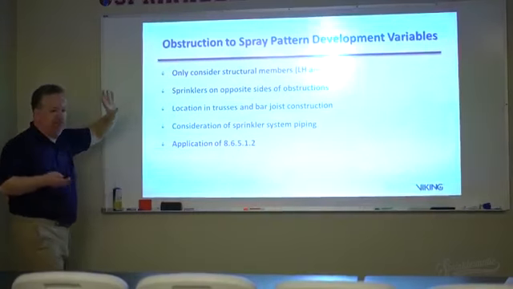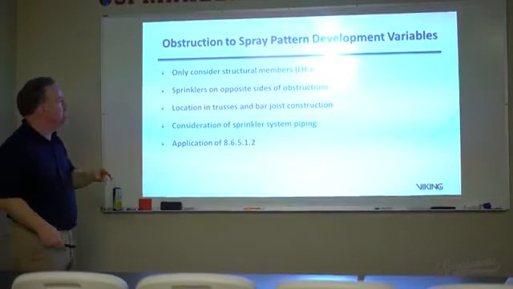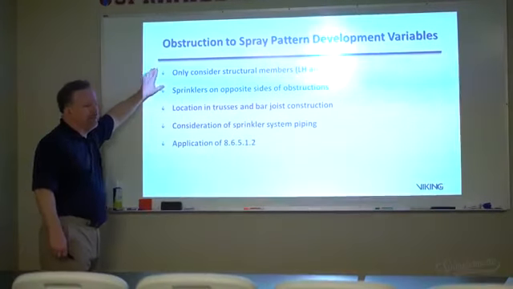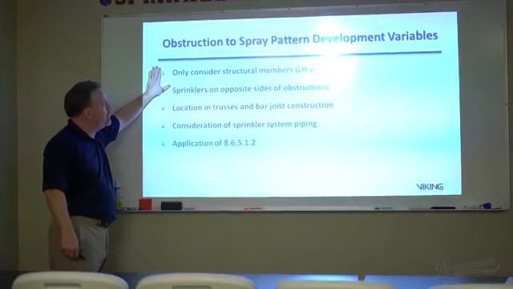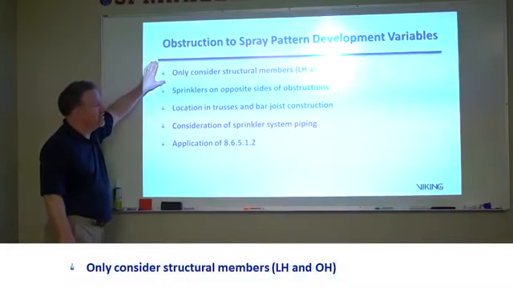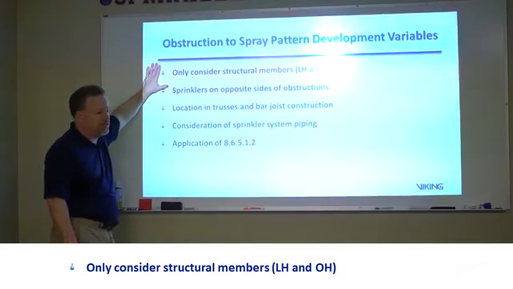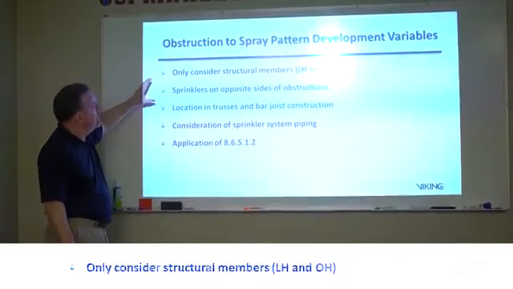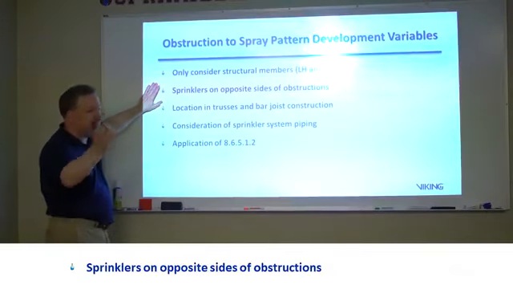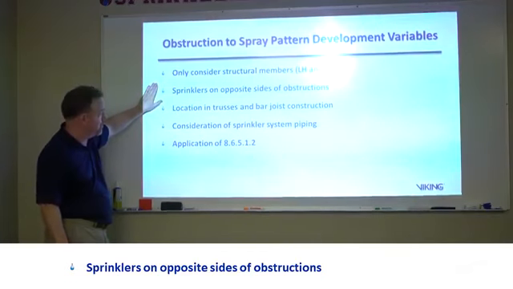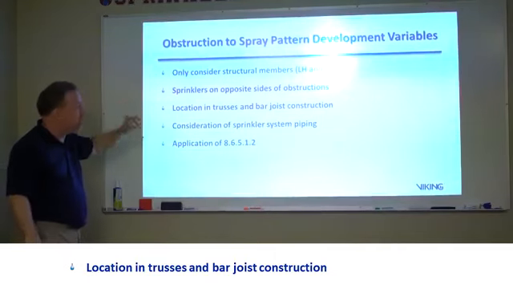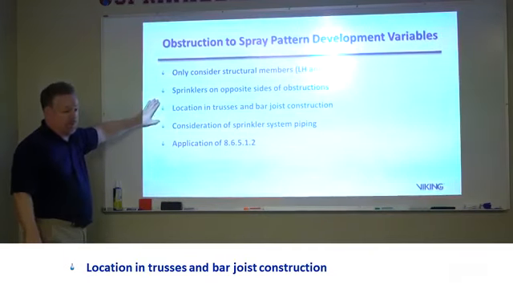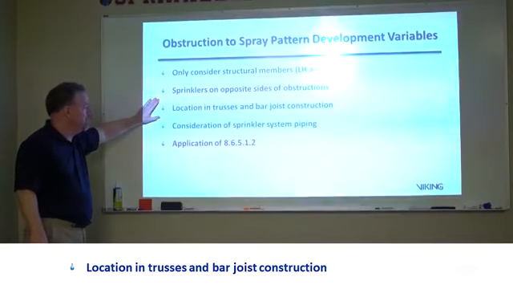Obstruction to spray pattern development variables. Here are some things that we need to consider when we're looking at obstructions. First of all, only consider the structural members in light hazard and not ordinary hazard. You're only looking at the structural members when we're applying these obstruction rules. Sprinklers on the opposite sides of the obstructions take care of the whole thing. We don't have to apply any of those rules if we're going to do that. Location in trusses: if we put them up in trusses in the bar joist construction, we've got to make sure that we're complying with the rules here.